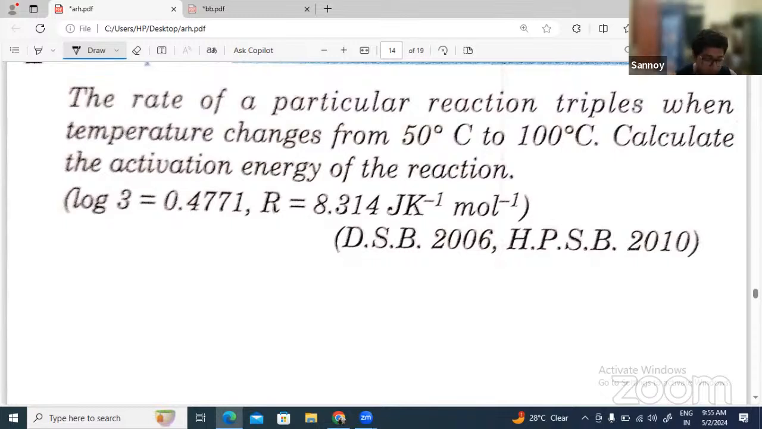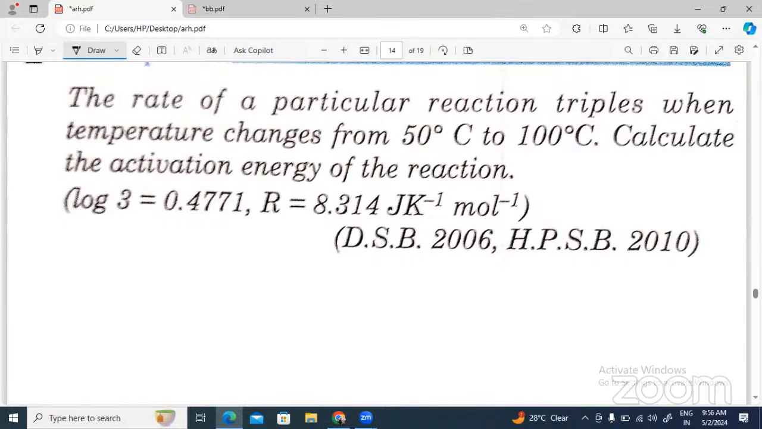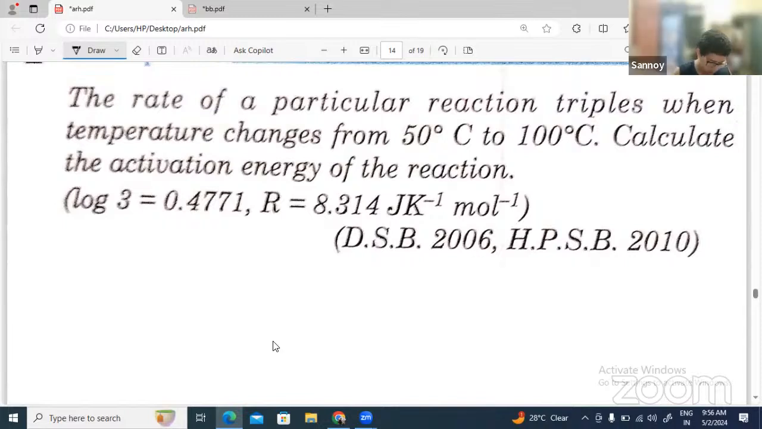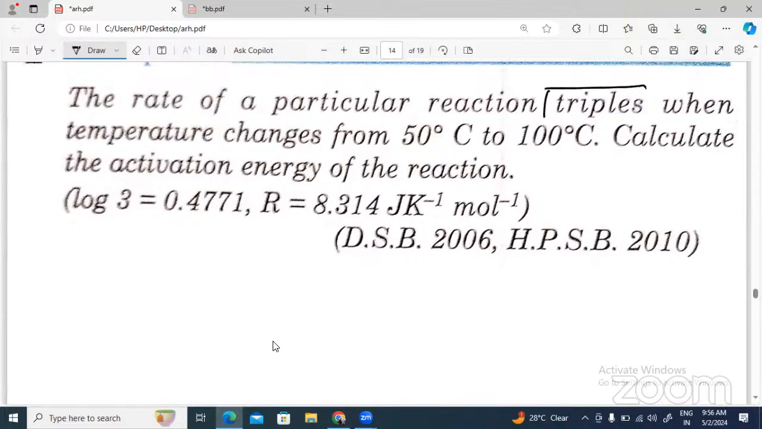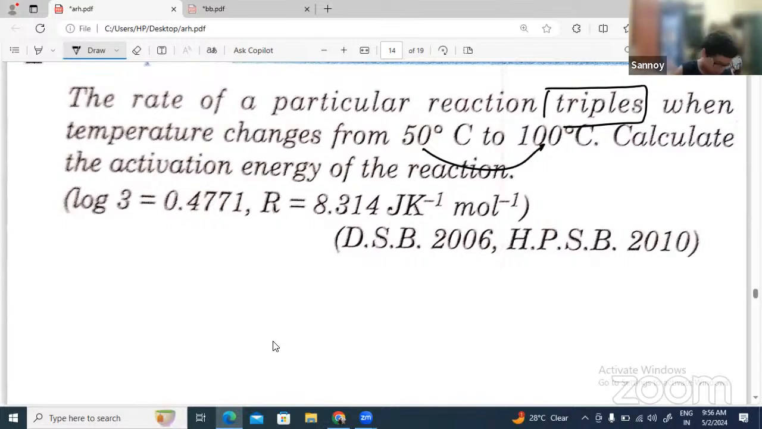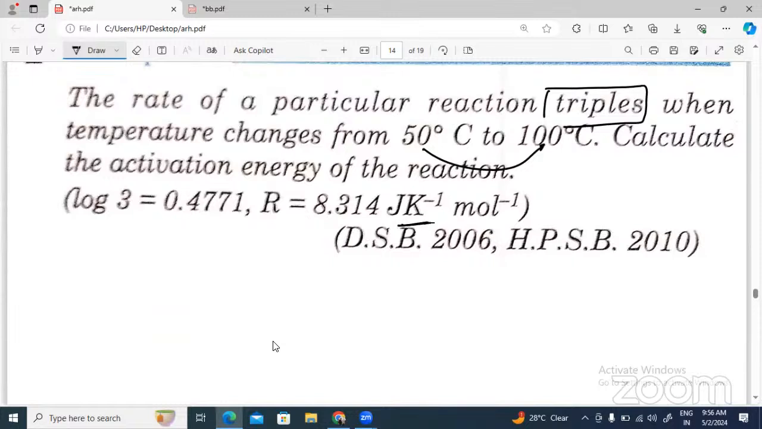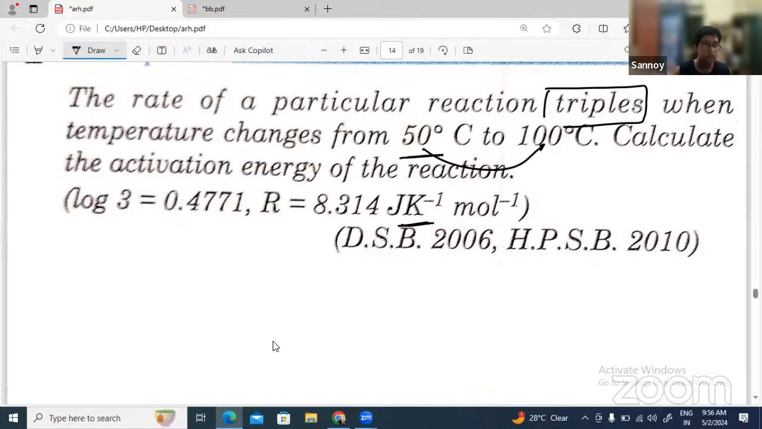The rate of reaction means K, sir. In spite of rate constant, they wrote rate of reaction. But they are saying it is tripling, getting 3 times when temperature is increasing from 50 degrees C to 100 degrees C. So firstly, you see the R they have given is in Kelvin, so temperature we have to change. That is what I am saying. I will change. Okay, try.